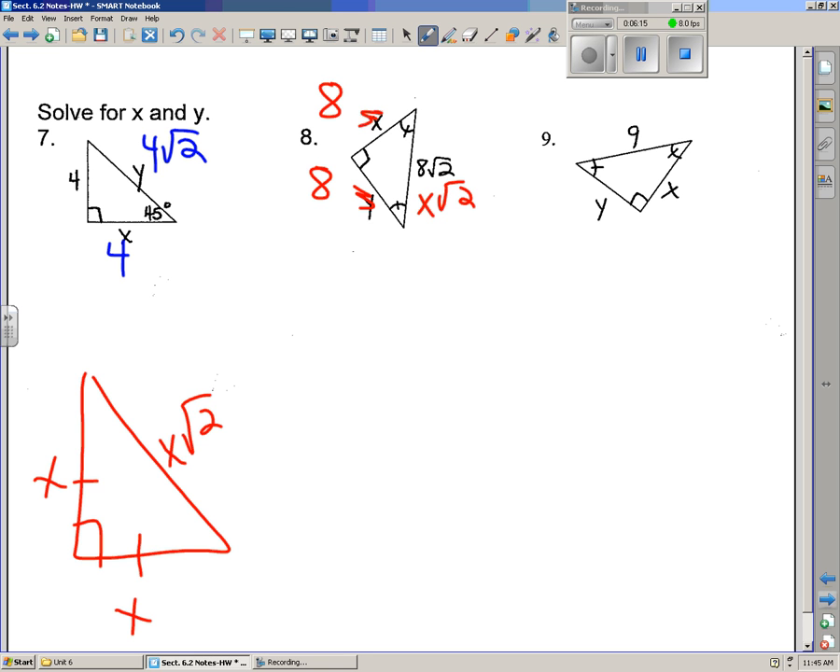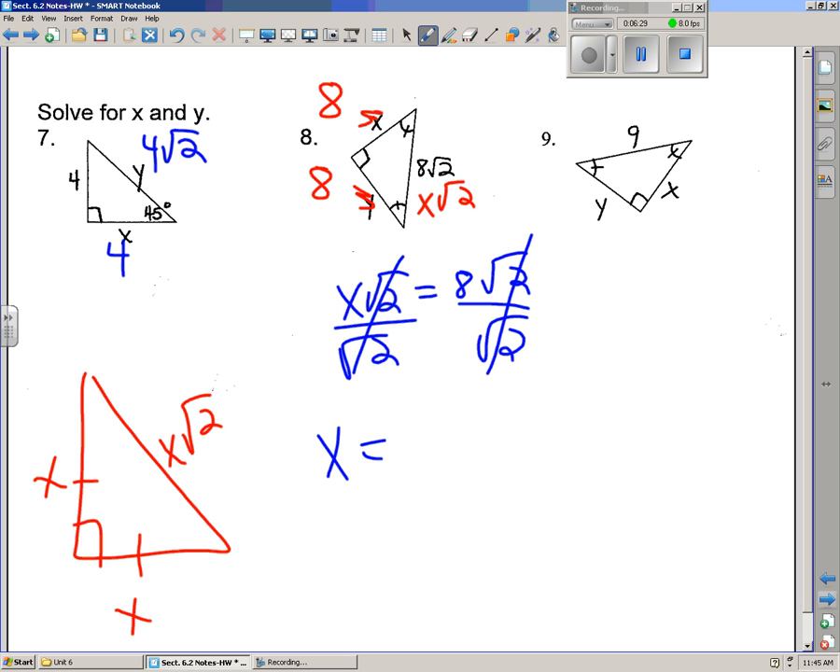Here's that shortcut that we talked about. If you're given the x rad 2 side being 8 rad 2, how do you get x all alone? Well, you divide both sides by rad 2. Anything divided by itself is just 1. And there you go. X is 8.